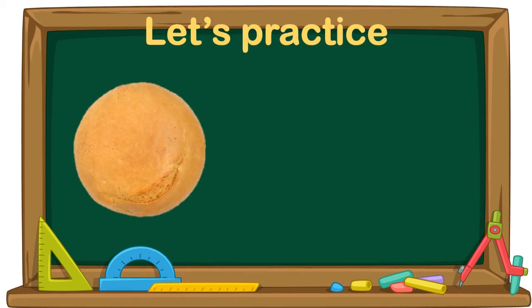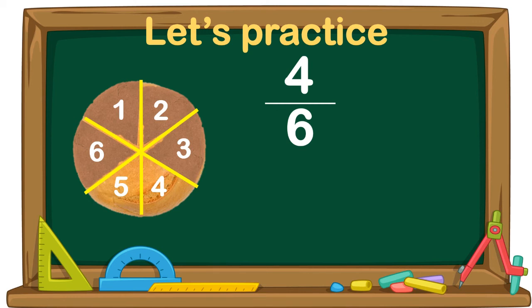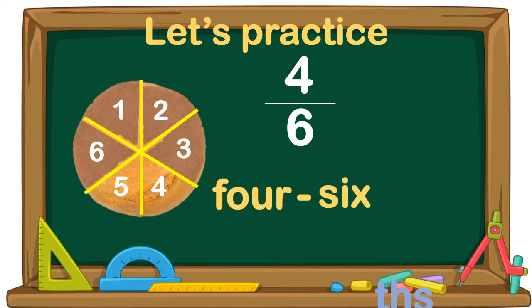For example, look at this bread. I'm going to divide this bread in several parts, and I'm going to take 1, 2, 3, and 4. 4 is the number that I'm going to write up. And then I have to count all the parts: 1, 2, 3, 4, 5, and 6. And that is the number that I have down: 4 and 6. And then I add THS.